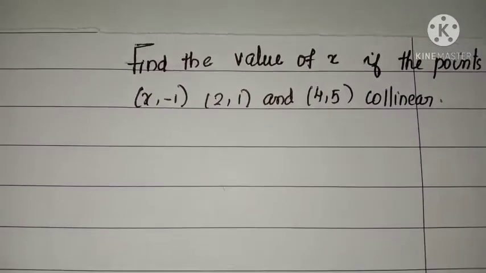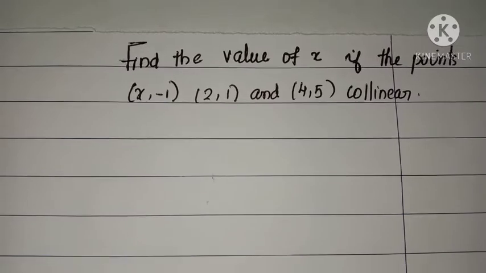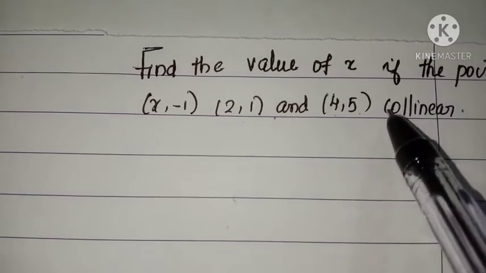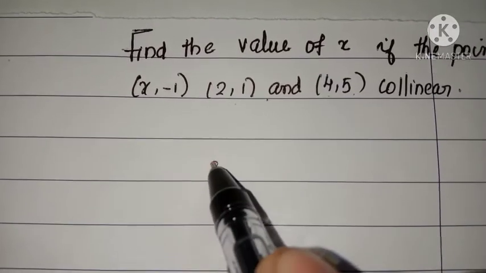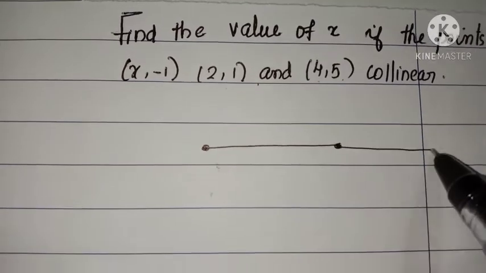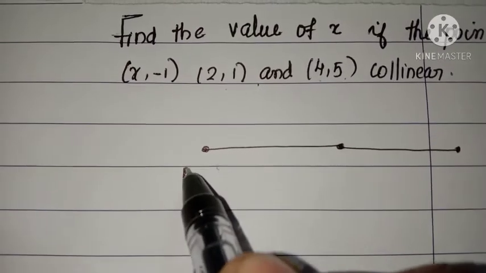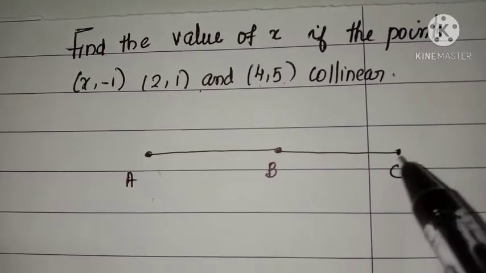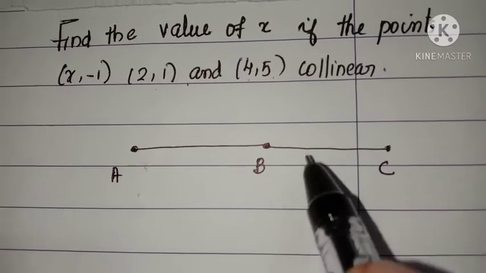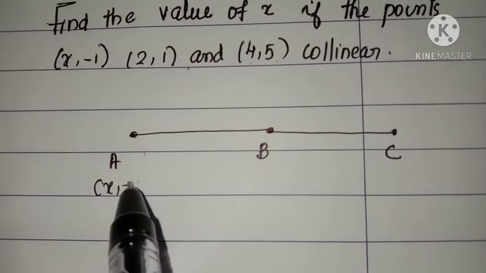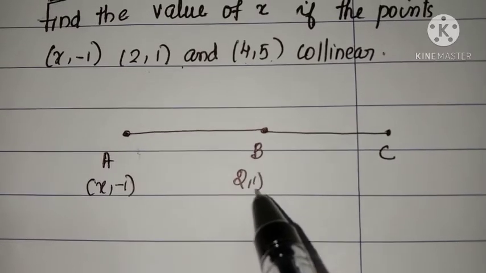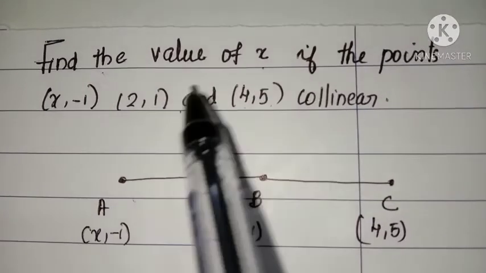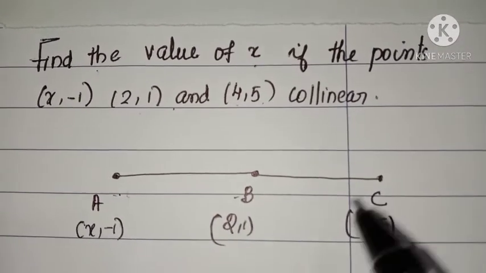Let's see this question. Find the value of x if the points (x, -1), (2, 1), (4, 5) are collinear. Collinear means points lie on the same line. We have 3 points. Let us consider A, B, C. These 3 points lie on the same line and therefore these are known as collinear points. We have to find the value of x, and given that these 3 points are collinear.